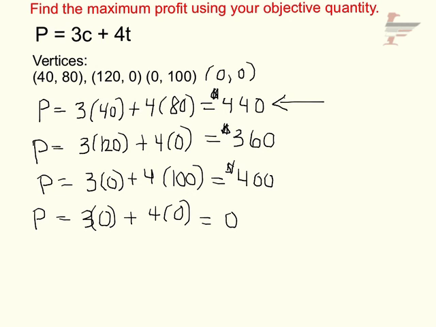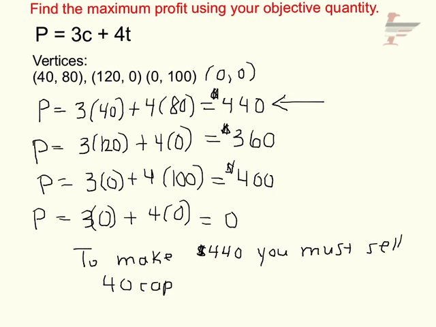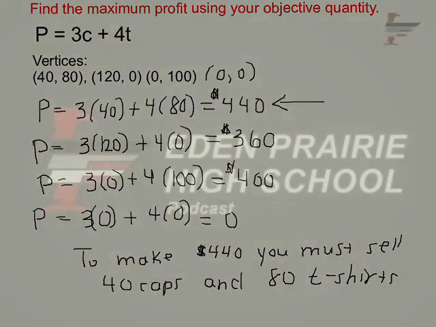So to make $440, you must sell 40 caps and 80 t-shirts. So you need to make sure you interpret what that answer is.